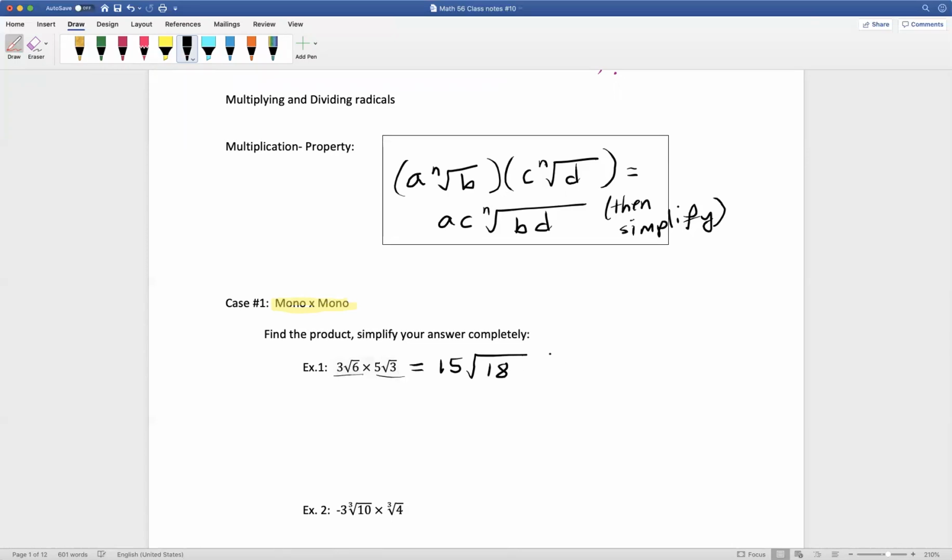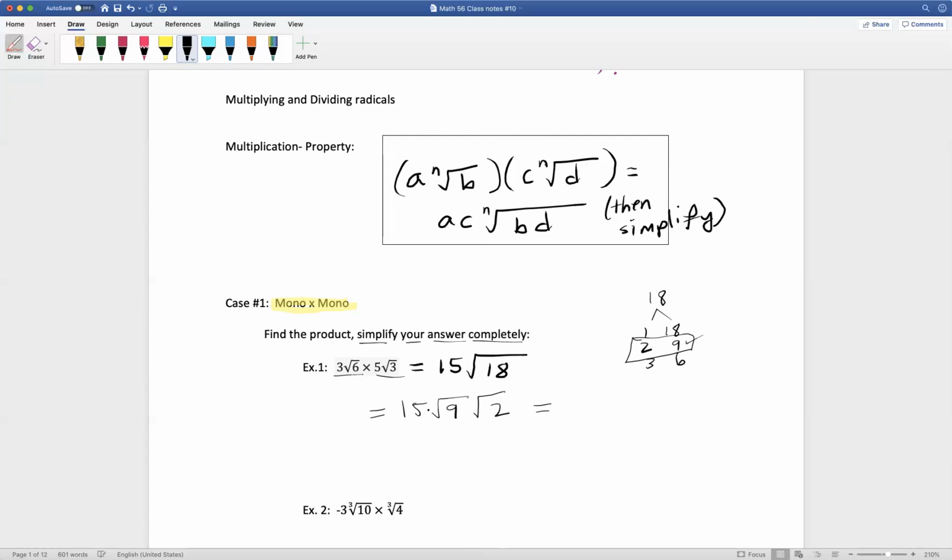of 18. Now the last thing that you have to make sure that you do is that you simplify your answer completely. So let's talk about simplifying the square root of 18. I'm going to think about all of the factors of 18. And then I'm going to think about the biggest perfect square factor of 18, which is 9, right? Because 3 times 3 gives us 9. So we can rewrite this as 15 square root of 9 times square root of 2.